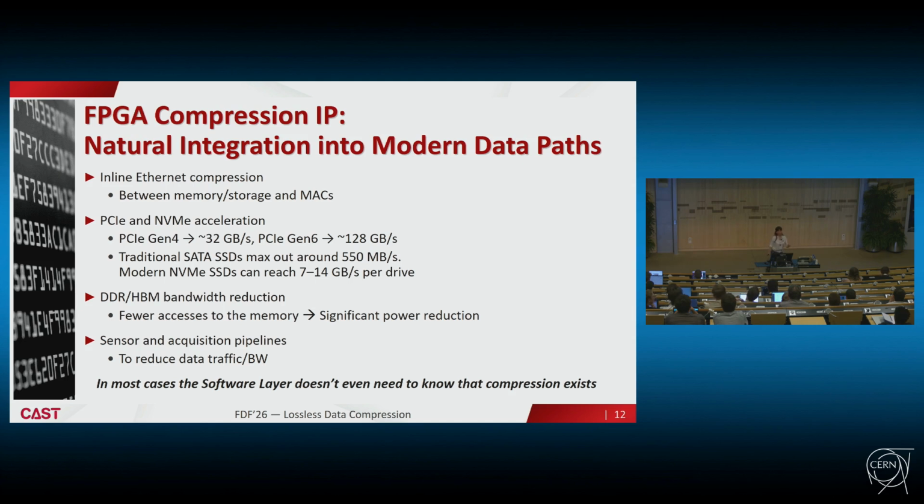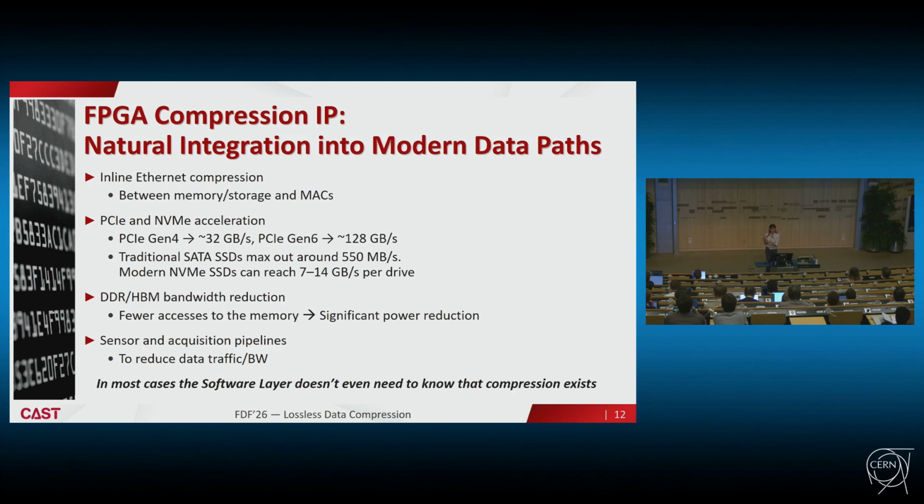You also save on bandwidth for your DDR and your HBM interfaces. You have fewer accesses to the memory, which means significant power reduction. And you also reduce data traffic on sensor and acquisition pipelines. What is very easy for embedded systems developers is that in most cases, the software layer doesn't need to know that there's compression there.